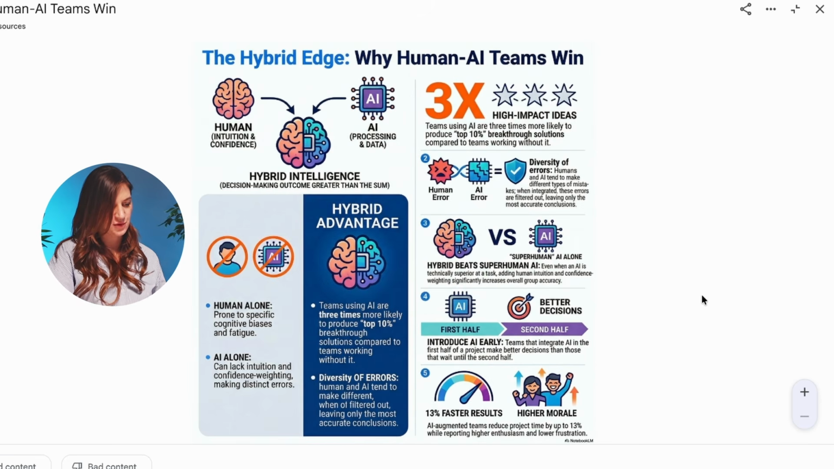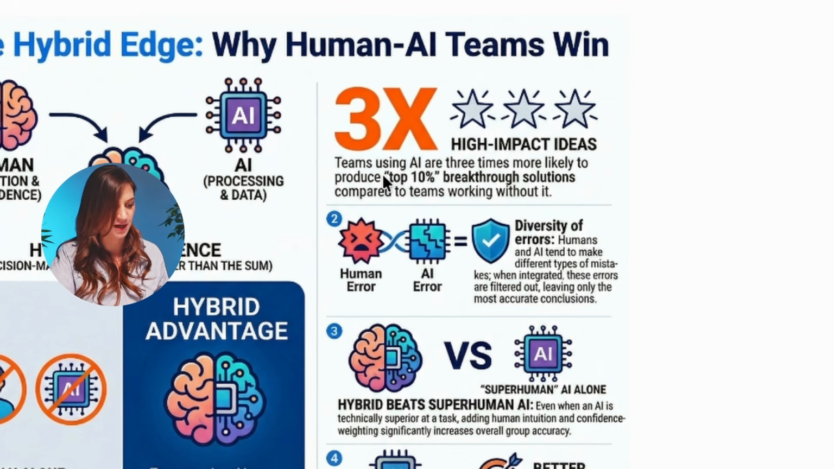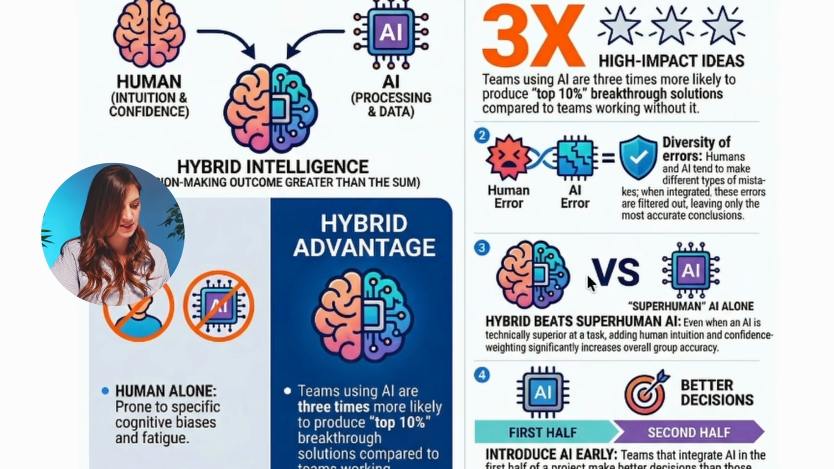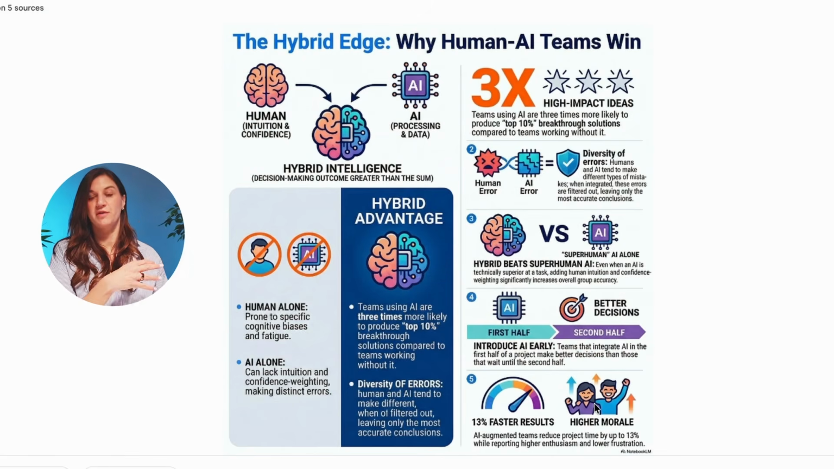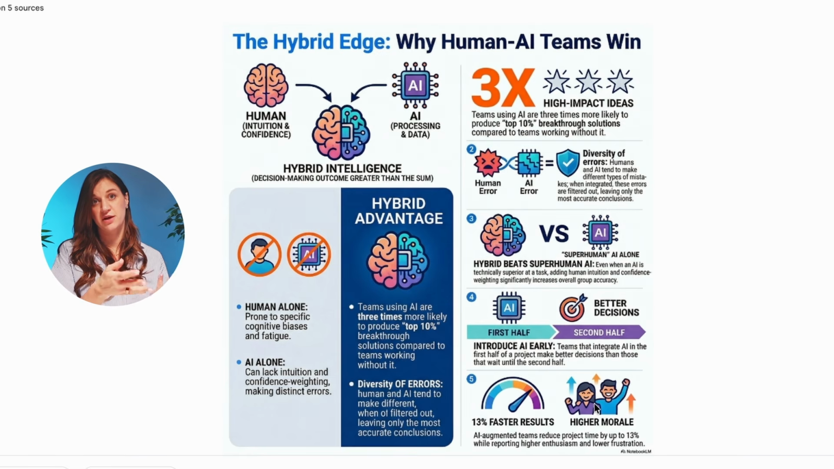Okay, so now I have my more simplified graphic, and what I like about this is I can automatically see the 3x. Teams using AI are 3 times more likely to produce the top 10% of breakthrough solutions compared to the teams working without it. Again, it shows me that it's a combination of the two. It talks about the differences between them, and it even shares some additional statistics down here, 13% faster results and overall higher morale. I like this infographic a lot better because to me, it's simpler and easier for people to understand. But again, you can see how it was a collaboration between the 2 different tools, Perplexity and NotebookLM.